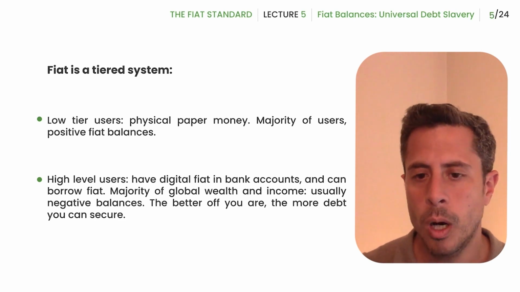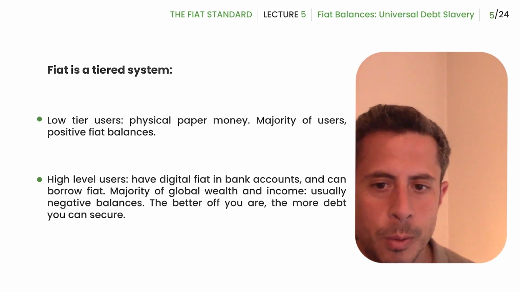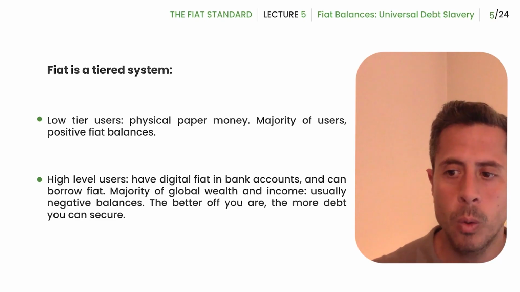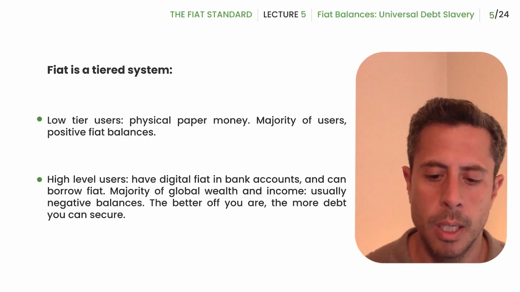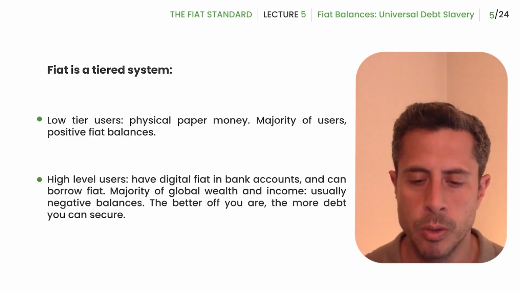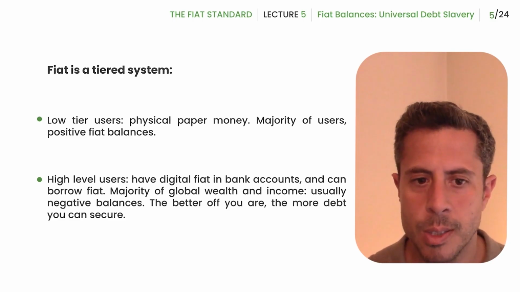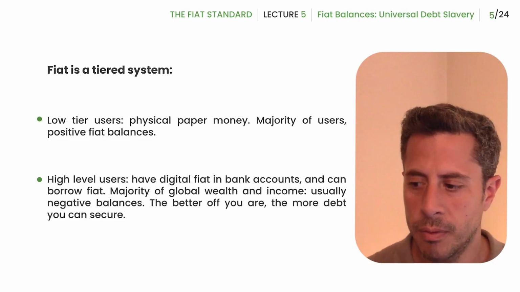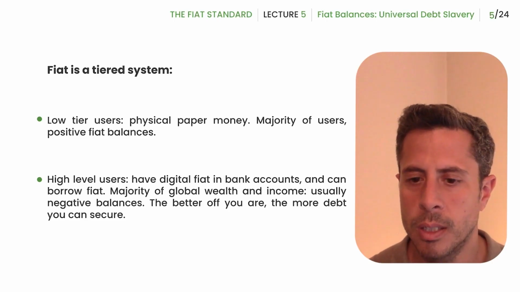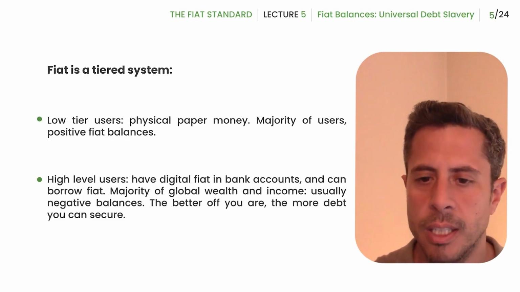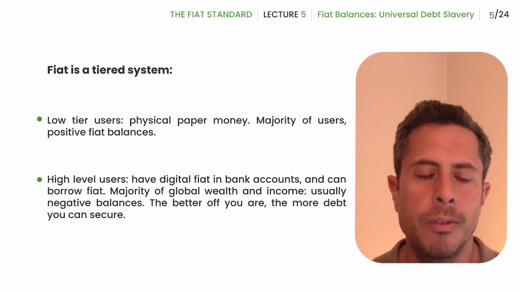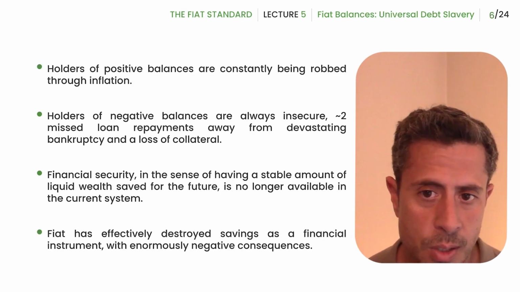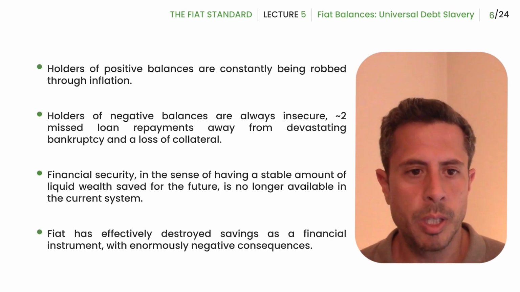Whereas the people who are not borrowing, or the low tier users, they are the majority of the users who hold a small amount of wealth that is small individually, but huge for them. They have a few $100s saved or a few $1,000s in life savings. And these people have them in physical cash or in savings accounts. And these people are constantly having their money devalued day after day, year after year to finance and benefit the borrowers. This is how the fiat system kind of works. And so holders of positive balances are constantly being robbed through inflation.